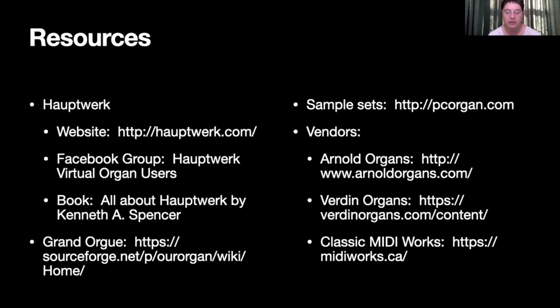Sample sets come from many different vendors. I personally recommend the pcorgan.com website as a place to build up your intuition for what's available out there. This is a third party website that has tried to survey the sample sets available. I don't know that it's necessarily up to date, but what its real value is that you'll start to understand where the vendors are and where their websites are and what each one of them has available. So then you'll find your favorites, as in any type of shopping, right?